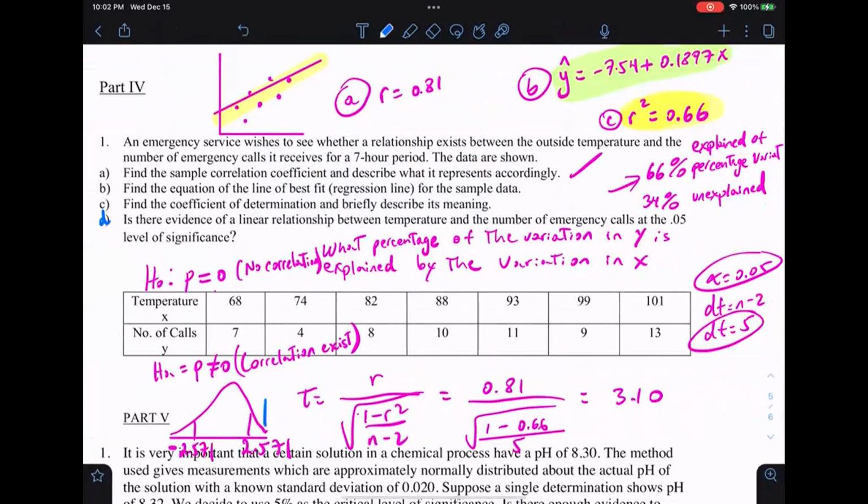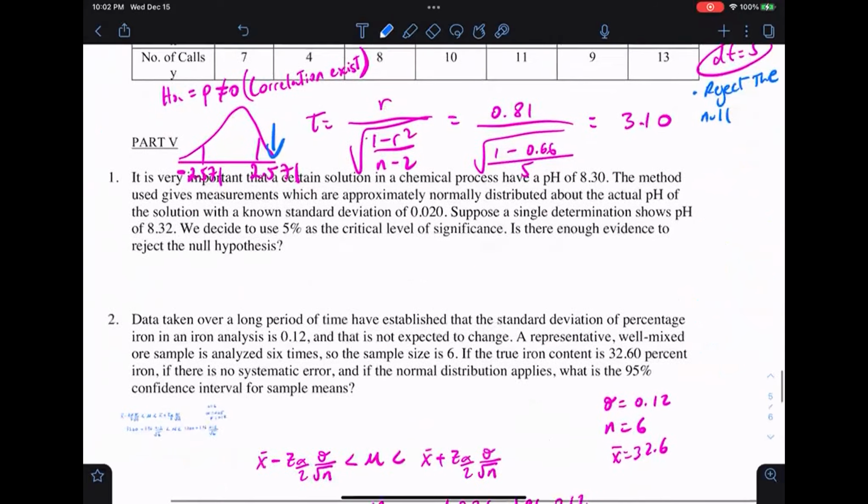3.10 is in the rejection region. Therefore, we reject the null, which means we will say that there's a correlation. The correlation exists. So what's your conclusion? The conclusion is to reject the null, and we can say that there's enough evidence to say that there's a relationship between the number of emergency calls and the temperature, right? That's it. That's how you do this problem. Next question.